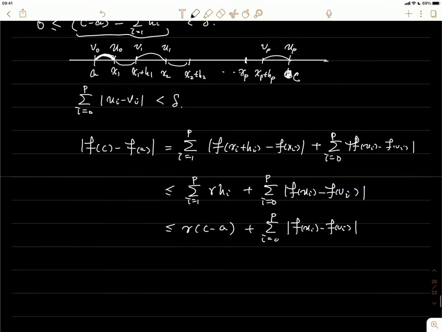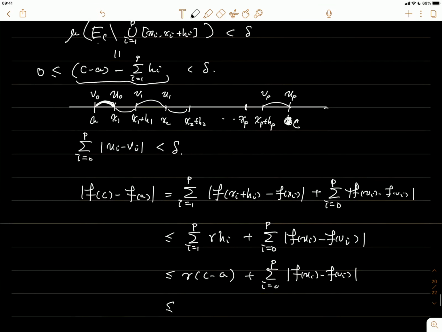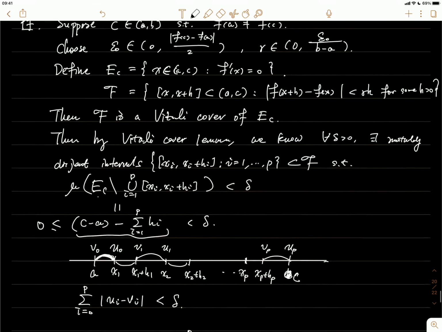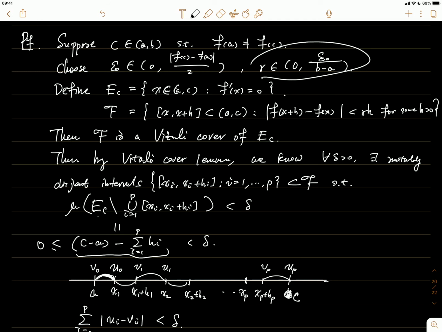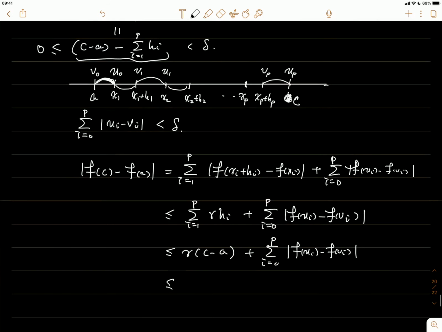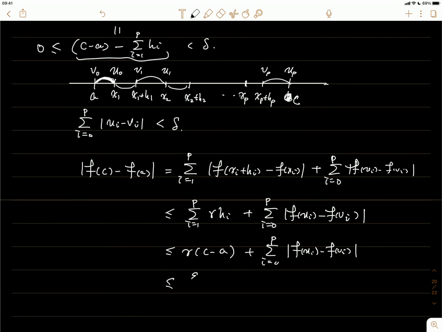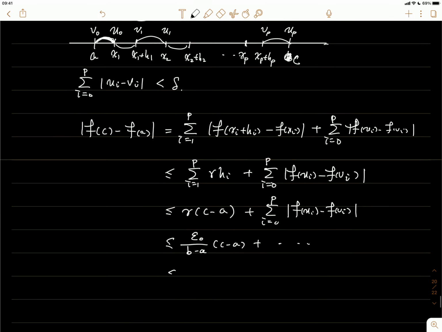Okay, and on the one hand, I know that this is less than or equal to, since the way we chose this r is between 0 and epsilon over B minus A. So this will be less than or equal to epsilon_0 over B minus A times C minus A. But this is definitely still less than epsilon_0, since C minus A will be less than or equal to B minus A.